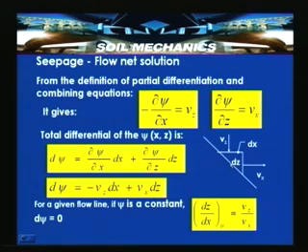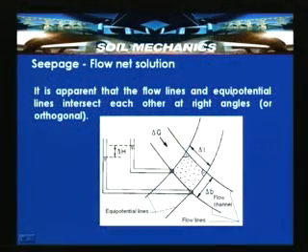So, with this we can say that dz by dx of φ, we obtained as minus Vx by Vz, and dz by dx of ψ we obtained as Vz by Vx. So, it appears that they are orthogonal. With this deliberation it is apparent that the flow lines and equipotential lines intersect at right angles to each other. So, from the theoretical considerations we have deduced, we can say that the flow lines and equipotential lines intersect each other orthogonally.